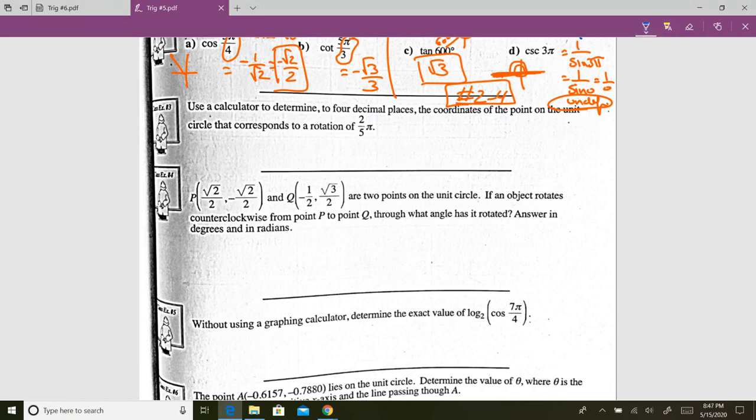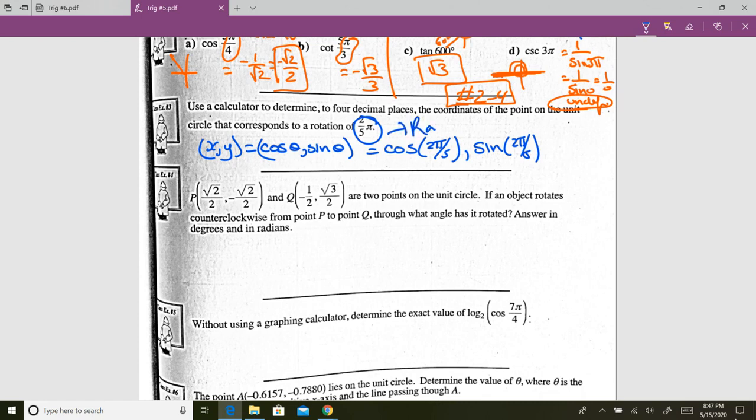Use a calculator to determine to 4 decimal places the coordinates of the point on the unit circle that correspond to a rotation of 2 pi over 5. So first of all, you can convert that to degrees if you want, but you don't have to. When we're on the unit circle, remember that the xy coordinates are equal to cosine of your angle and sine of your angle. So all you have to do is just go cos 2 pi over 5, comma, sine 2 pi over 5. Make sure your calculator is in radian mode unless you convert to degrees. But if you're going to plug this in, it has to be in radian mode.